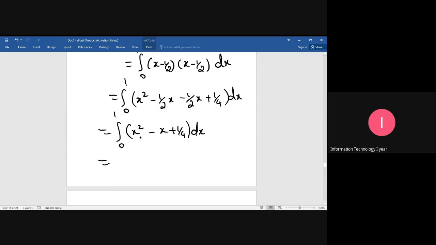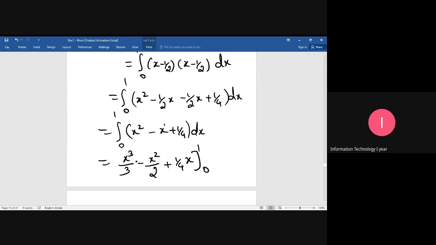Now we can easily take the integration. The integral of x square dx is x power 3 divided by 3, minus the integral of x, which is x square divided by 2. Then for the constant term, the integral is 1 by 4 into x.